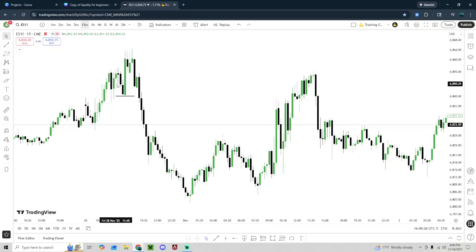Price is in an uptrend. Price created a low. It even created a low right here as well. Price broke above it, broke below it, showing strong bearish displacement. This is the beginning that the market is about to shift. Breaks this second low and rallies down.